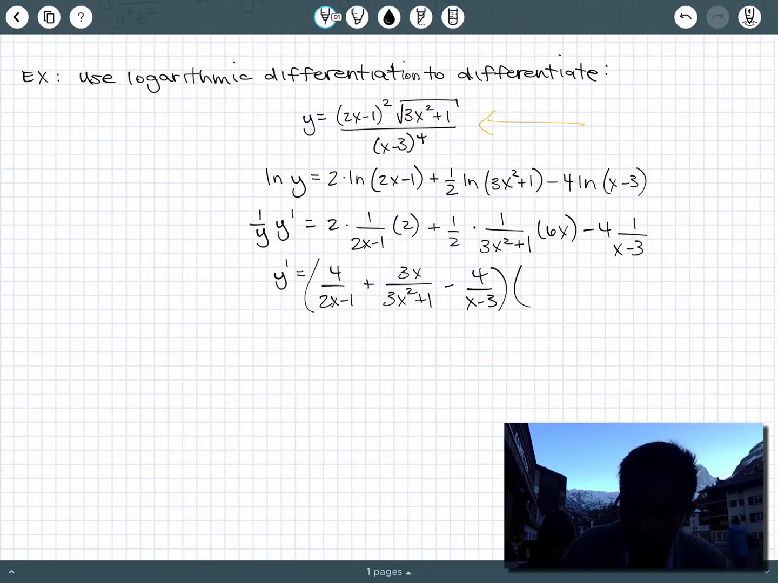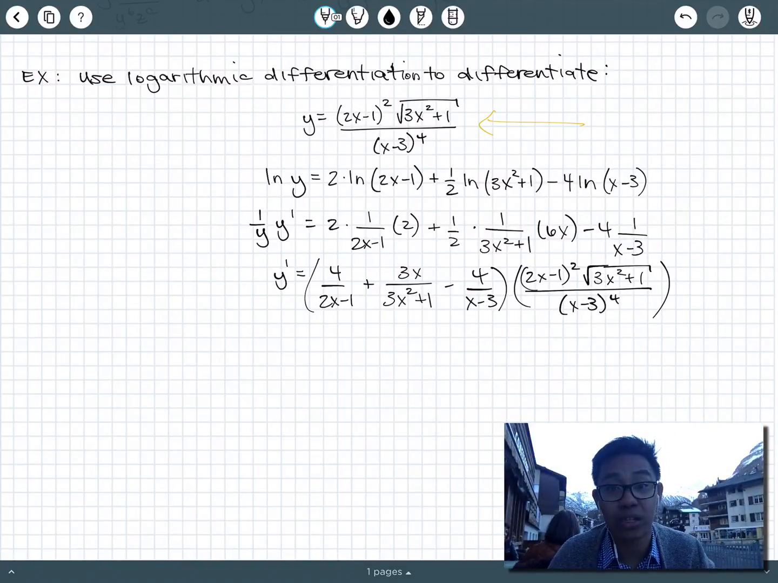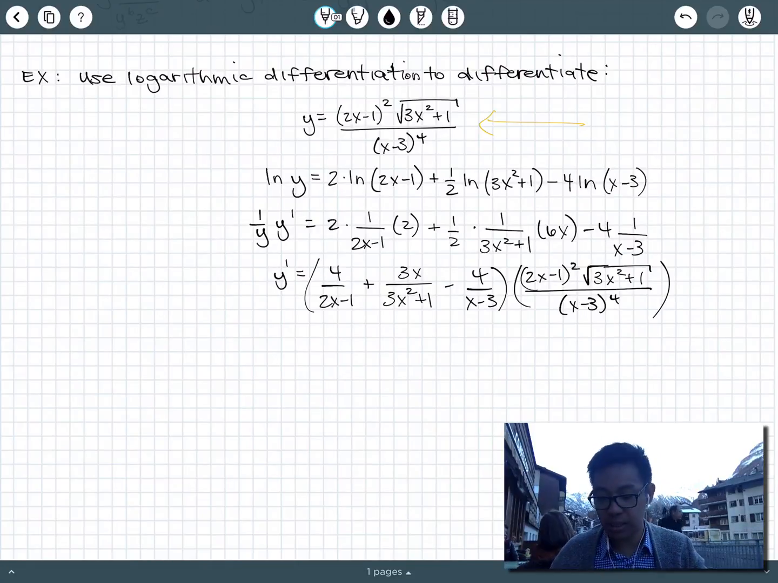Instead of writing the y at the end, we're going to write 2x minus 1 squared times the square root of 3x squared plus 1 all over x minus 3 to the 4. And now that's an expression that's only in terms of x. That's what we want. We're done.